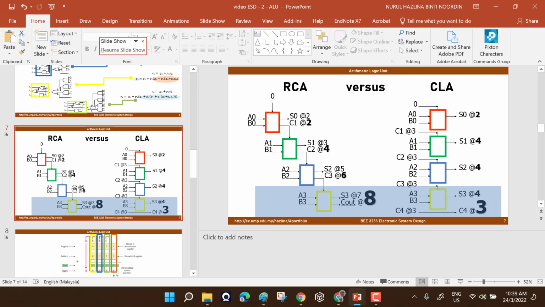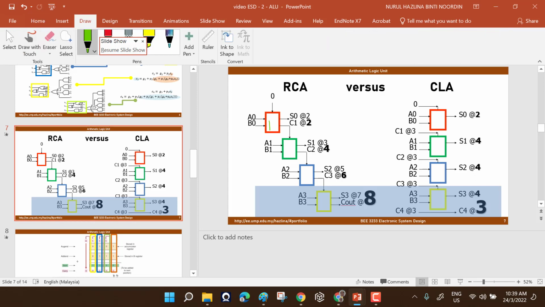Okay, for both cases, I would have to use adders. Okay, mana adders tu ni? Ni full adder. Ni semua full adder ni. Full adder number 1, number 2, number 3, number 4. If I were to use this only to execute Ripple Carry Adder, I would just have to do the connection. I need to make sure that my C out is connected to the C in.